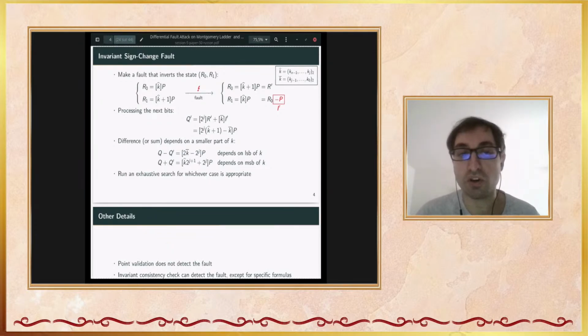So if the fault occurs near the end of the scalar multiplication, then we compute the difference, and we are looking for the least significant bits, maybe by an exhaustive search, or maybe by running a discrete logarithm to search for the value in a smaller range.